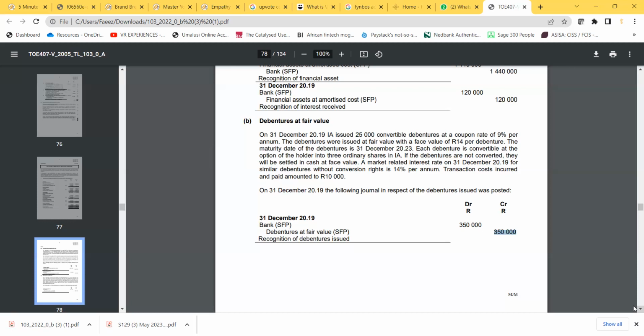A market-related interest rate on 31 December 2019 for similar debentures without a conversion right is 14 Rand per debenture. The transaction cost incurred and paid amounted to 10,000 Rand. Okay, so let's have a look at this.